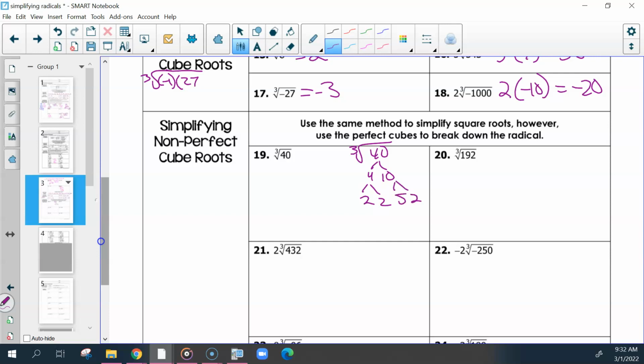So with cube roots, we need groups of 3, not just pairs. So here we have a group of 2. Since we have a group of 2, that group gets to come out and it will be represented by its number 2. We have 2 times the cube root of whatever is left, which would be 5.